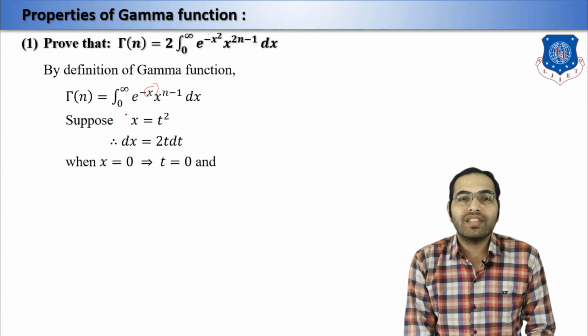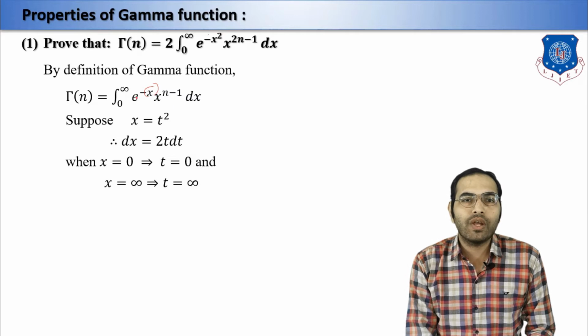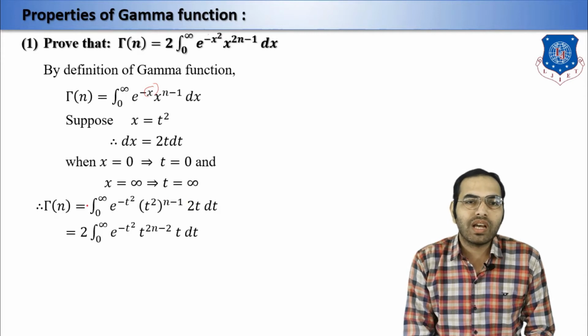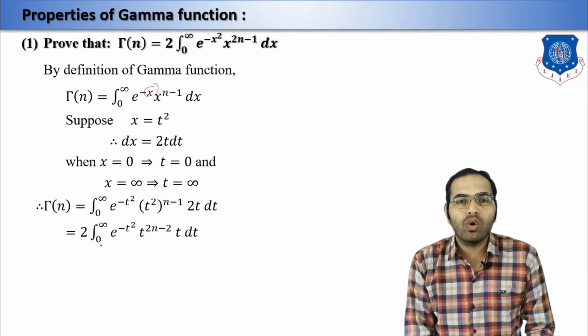Then where x is running from 0 to infinity, means whenever x equal to 0, then the value of t is 0, and x equal to infinity, then t equal to infinity. Substitute this value in definition of gamma function, that will give you gamma n equal to integral 0 to infinity e raised to minus t square into t square whole raised to n minus 1 into 2t dt. Expanding this term, and 2 will be constant, comes out of integral, equal to 2 integral 0 to infinity e raised to minus t square, t raised to 2n minus 2 into t dt.